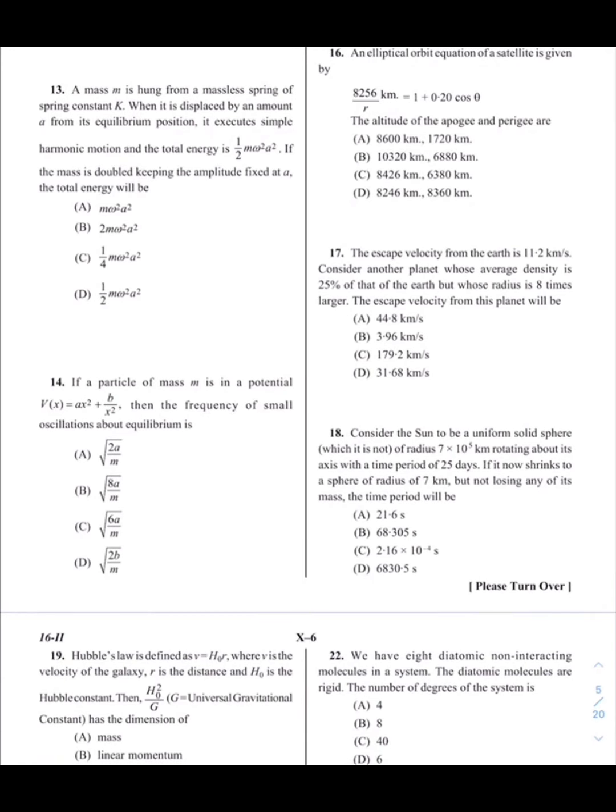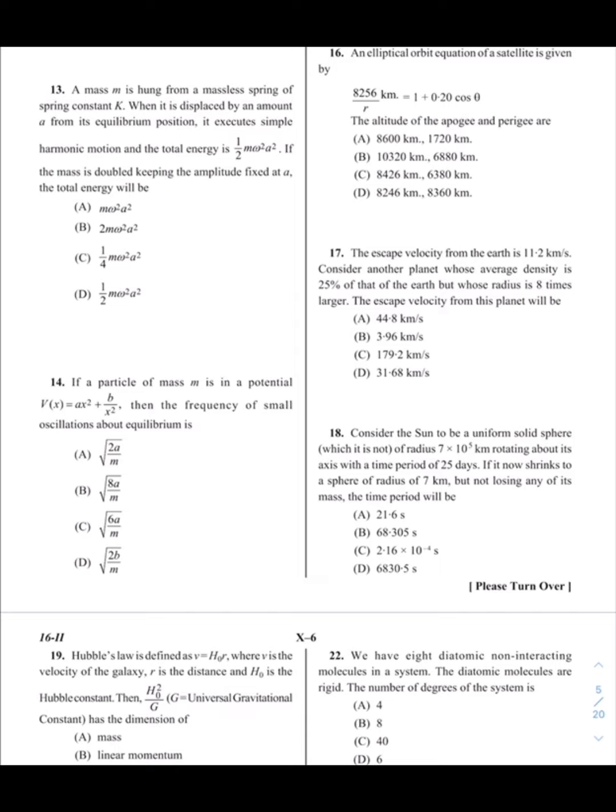The escape velocity from the earth is equal to 11.2 km per second. Consider another planet whose average density is 25% of that of the earth, but whose radius is 8 times larger. What is the escape velocity?